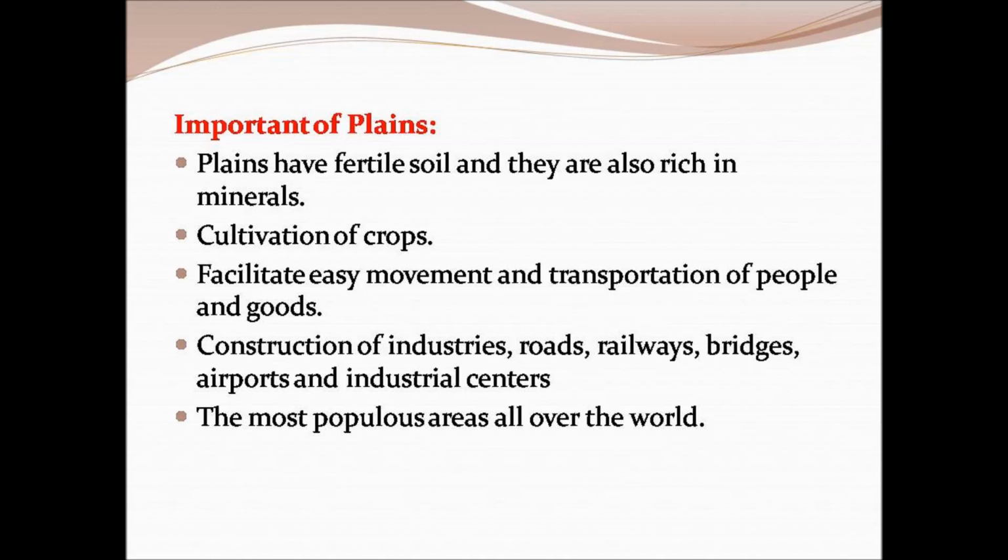It is easier to construct roads, railways, bridges, airports, and industrial centers on the plains than on any other landforms. So, in plains, it is easy to construct roads, railways, airports, etc., than on mountains, plateaus. The river basins and plains are thus the most populous areas all around the world. So, these plains and the river basins are the mostly populated areas in the world.